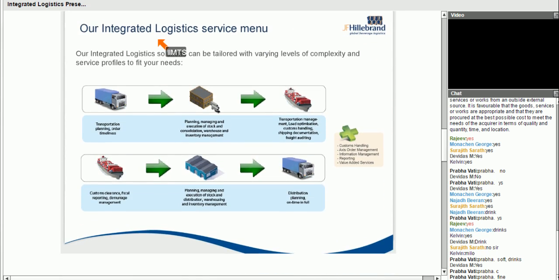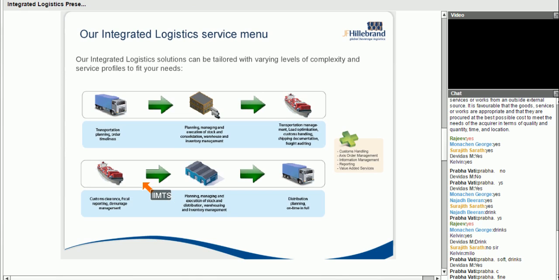Now see this diagram. Our integrated logistics solutions can be tailored with varying levels of complexity and service profiles to the needs. Now this is the transportation planning order. From here it reaches the warehouse. Planning, managing and execution of stock and consolidation, warehousing and inventory management. Right from the manufacturing place, it reaches the warehouse.